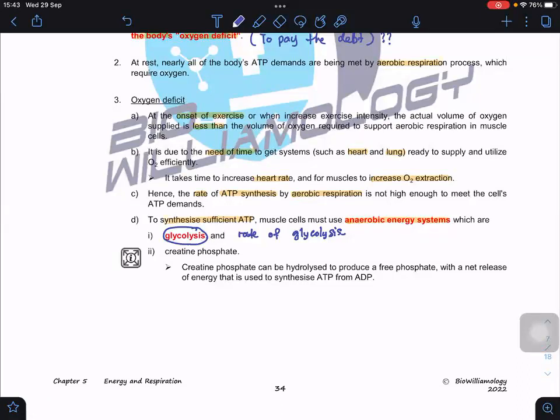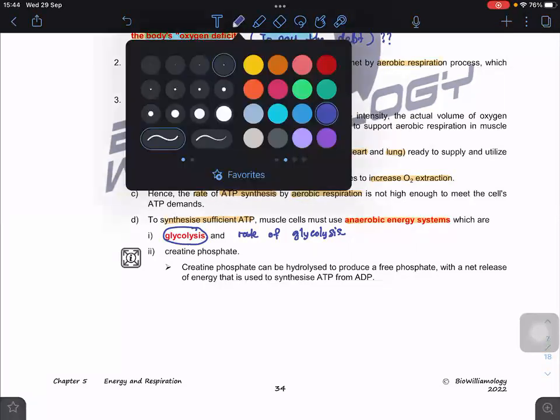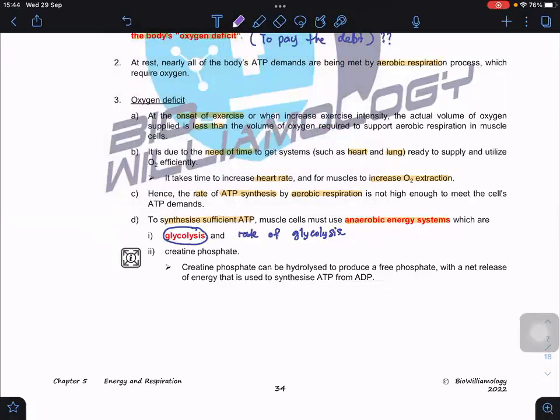But not per glucose molecule. ATP per glucose molecule is still the same, because every glucose will give you 2. So in order to meet the demands, instead of using 1 glucose molecule, I use 10 glucose molecules, or 100 glucose molecules. But we do know that in this process, we are going to produce lactic acid or lactate. Are you clear? Okay, and we have another one called creatine phosphate.